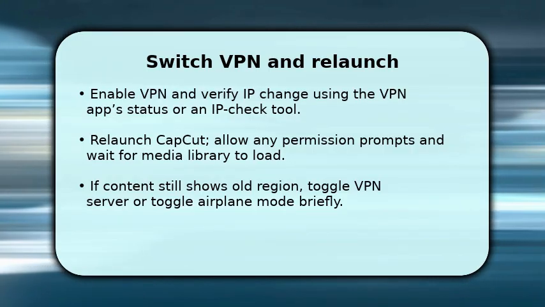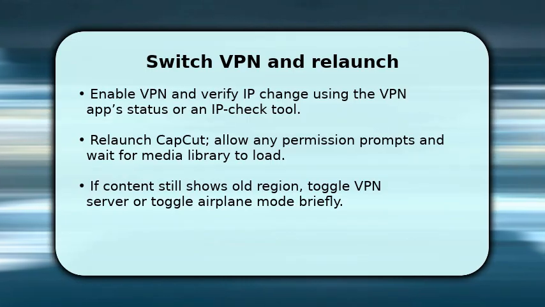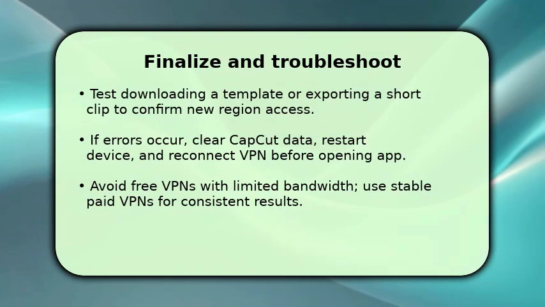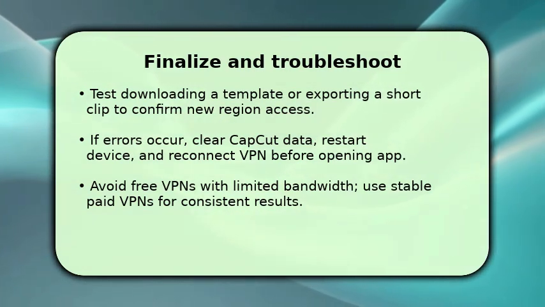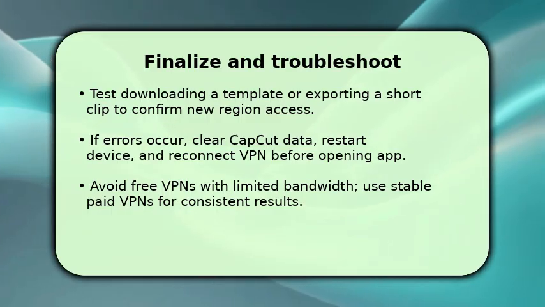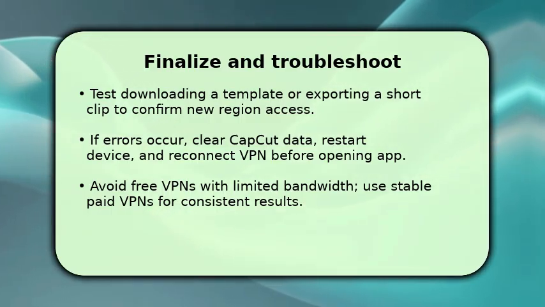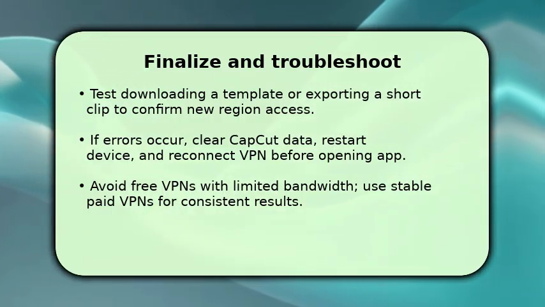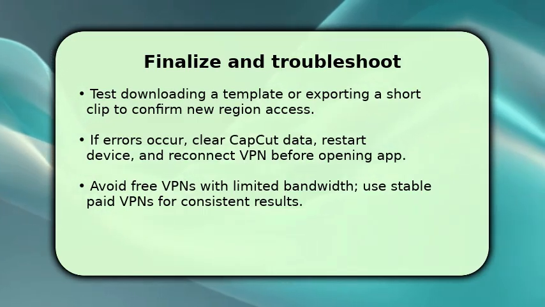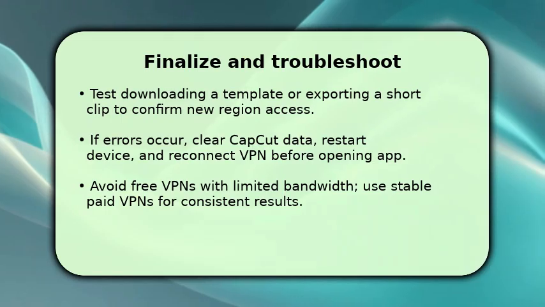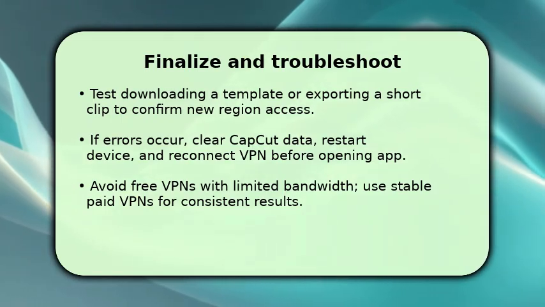If CapCut still appears tied to the previous region, switch VPN servers or toggle airplane mode to force the OS to rebind network interfaces. Finish by testing functionality. Download a template or export a short clip to confirm CapCut is using the VPN route. If you hit errors like stalled downloads or failed exports, clear CapCut data, restart your device, then connect VPN before reopening the app. This sequence forces a clean network session.